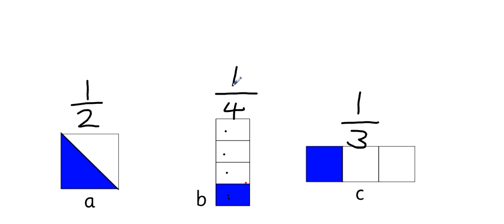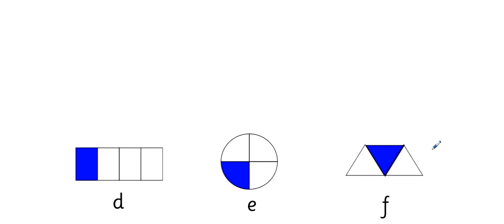A was half, B was quarter, C was third. Again, if for C you wrote 1 out of 2, because there's 1 here and 2 here, you have made a mistake. You've got to count how many parts there are all together, not just the ones that aren't coloured in. 1 out of 3, 1/3. Okay, D, E, and F answers coming up now.